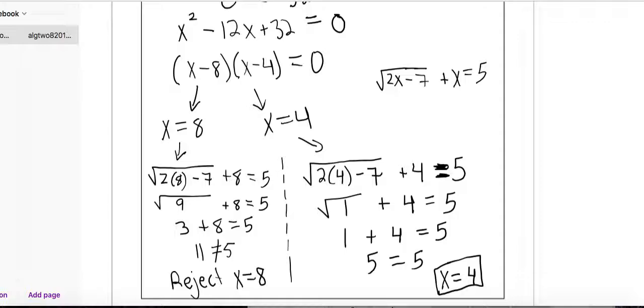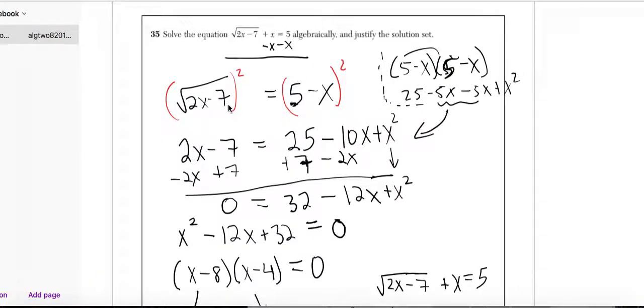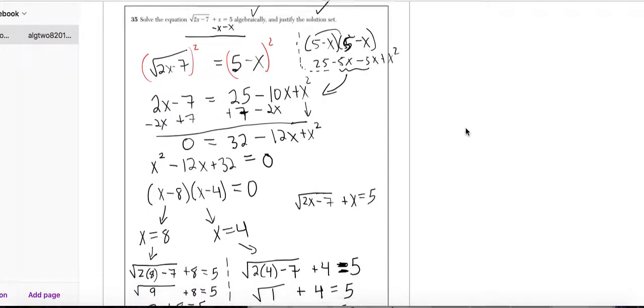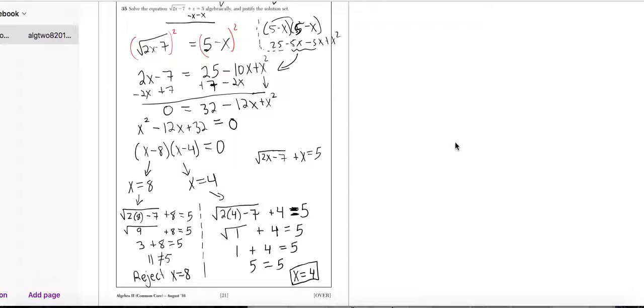All right, but that's our answer. So solve the equation algebraically, which we did, and justify the solution set, which we also did, okay? So let's make sure we could get this all in the screen. Hopefully it's not too small. And it was a lot of writing. I kind of took up the whole page.